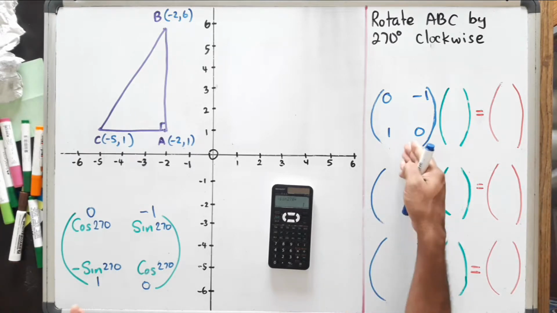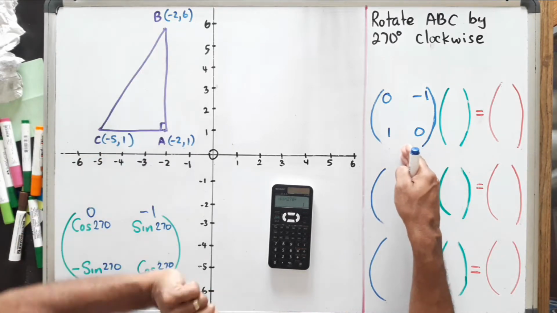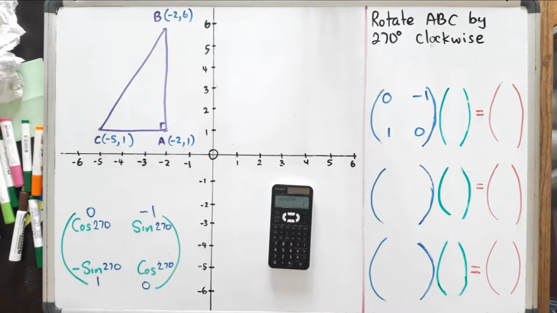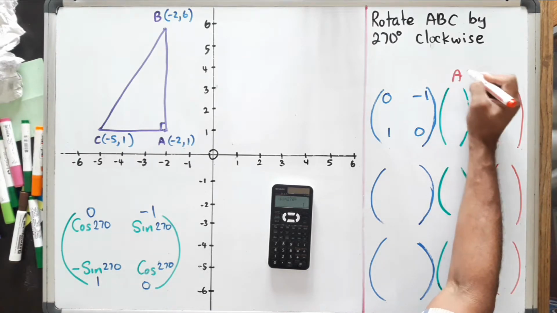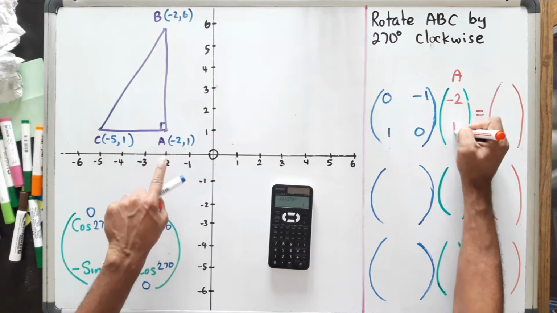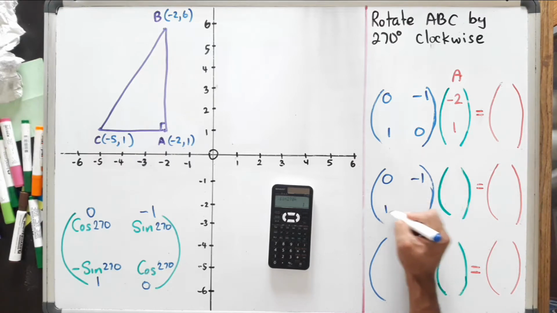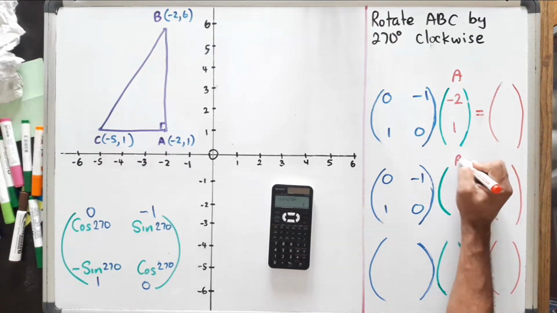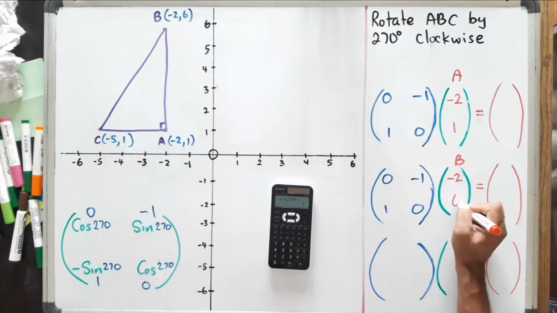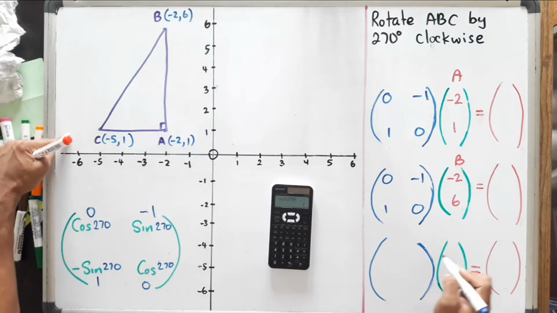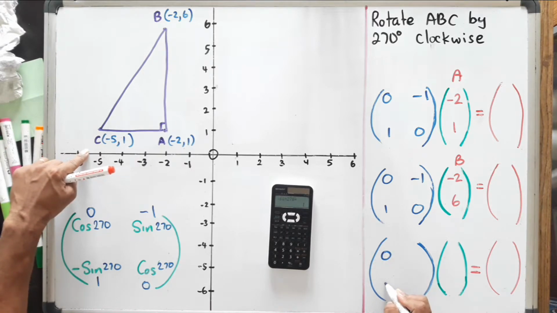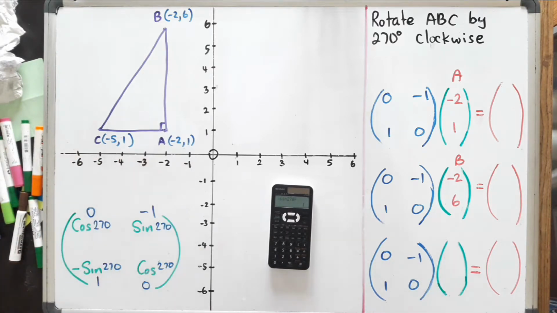And we need to take this matrix and multiply by A, then by B, and then by C. So let me just lay it out. We have to take this matrix and multiply by A. A is minus 2, 1. We have to take this same matrix and multiply it by point B. And point B is minus 2, 6. And the same matrix, 0, 1, minus 1, 0, we have to multiply by C. And point C is, I mixed up there, C is minus 5, 1.